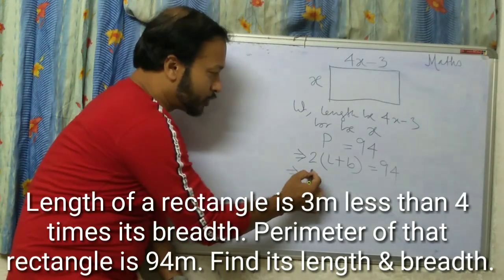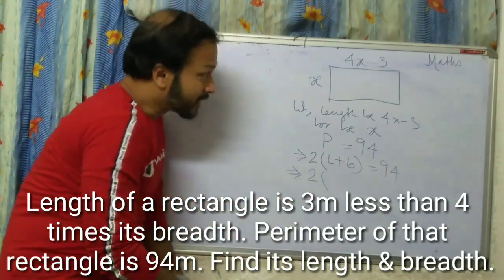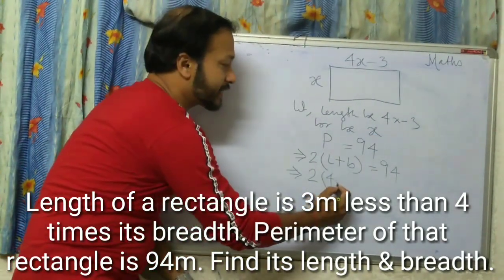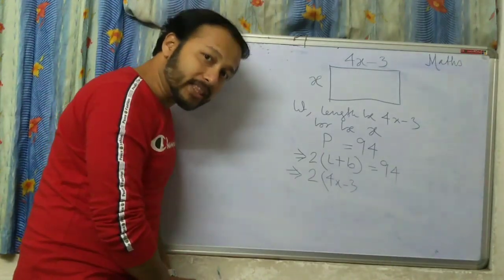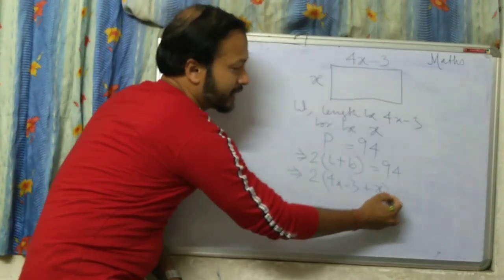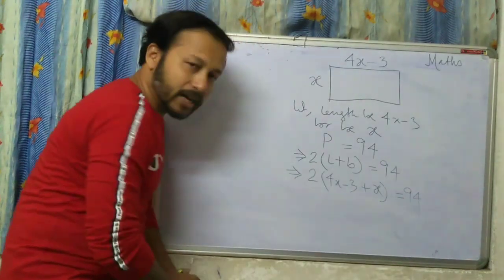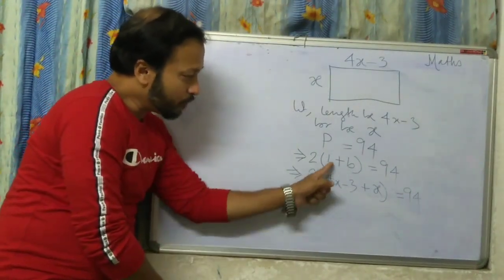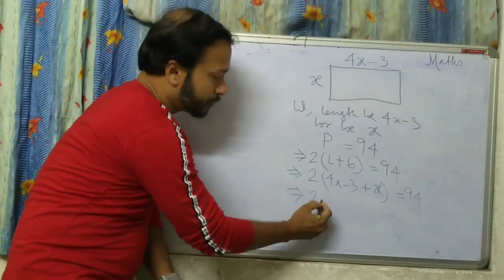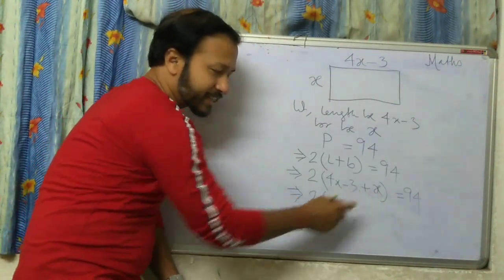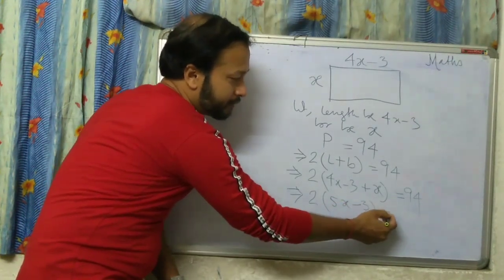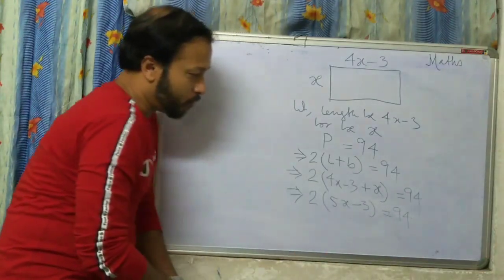So 2, what is length? Correct. Length is 4x minus 3. We have considered that. So 4x minus 3. What is breadth? x. So (4x minus 3 plus x). Understood? Length is 4x minus 3 and breadth is x. Next step. 2 into (4x plus x, 5x, minus 3) equal to 94.